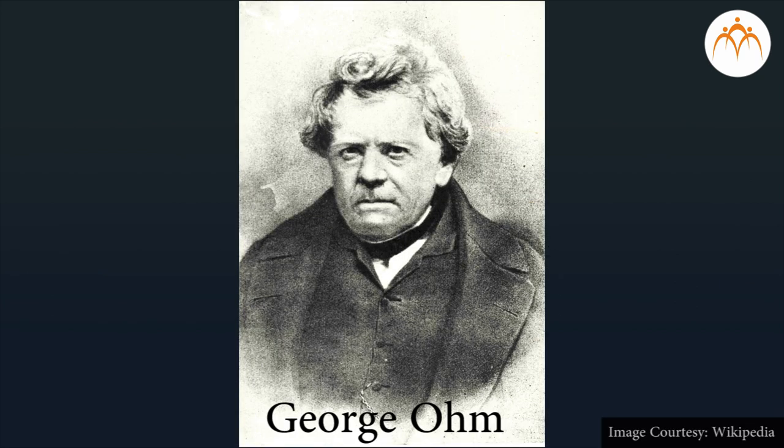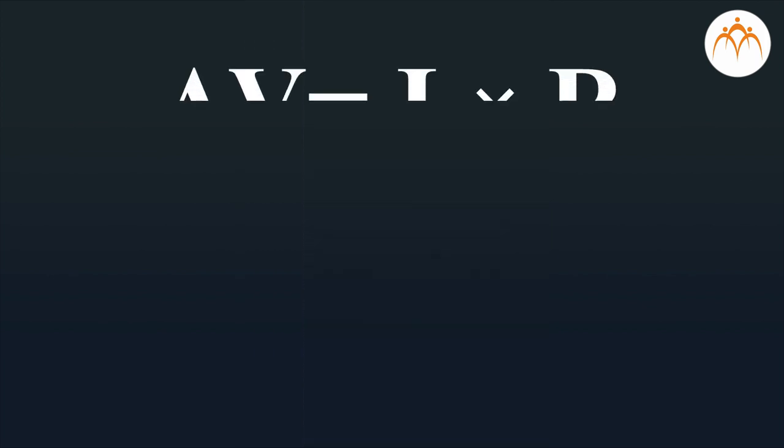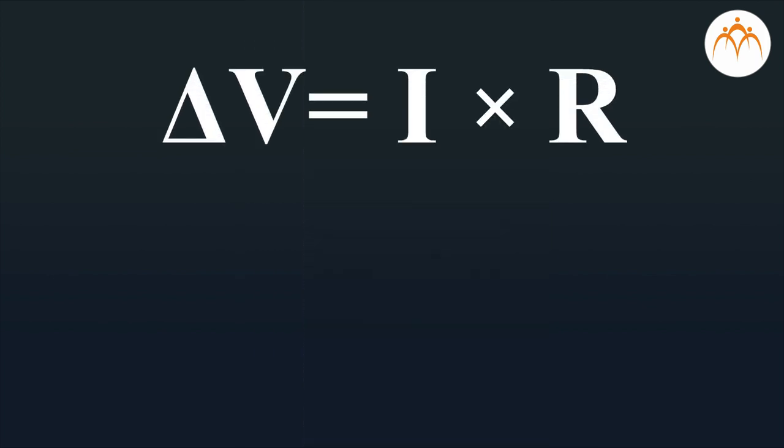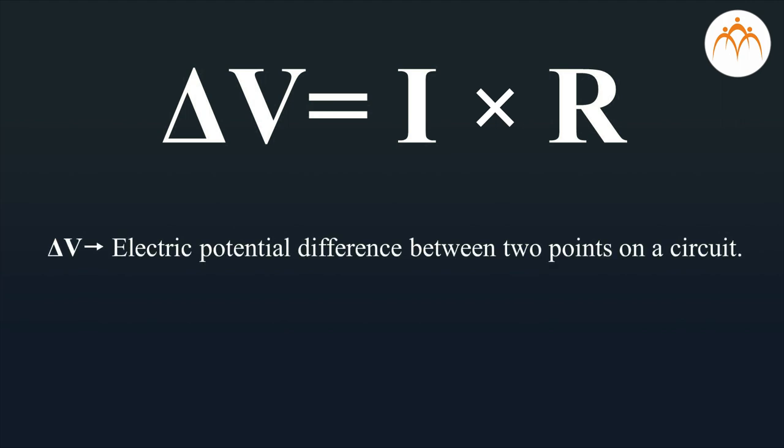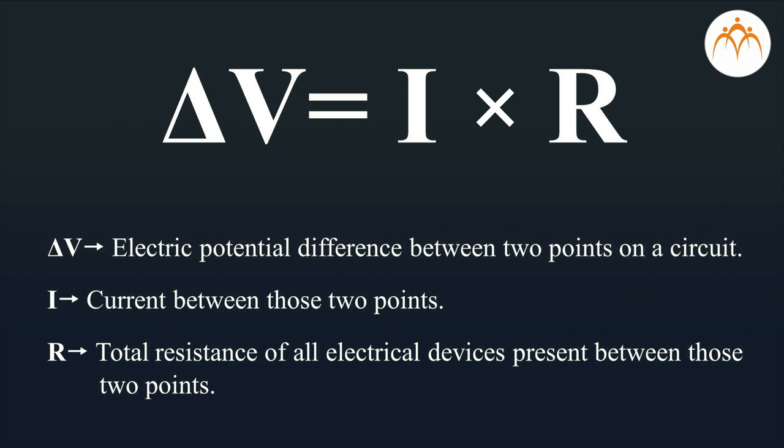German scientist George Ohm established the relationship between the current flowing through a conductor, I, and the potential difference across its ends, V. So delta V is equal to I into R. In words, the electric potential difference between two points on a circuit, delta V, is equivalent to the product of the current between those two points, I, and the total resistance of all electrical devices present between those two points, R. This is known as Ohm's law.